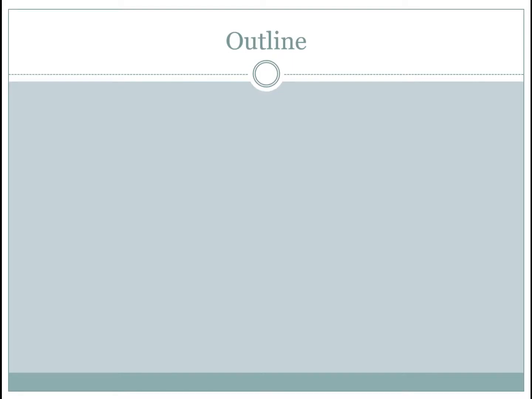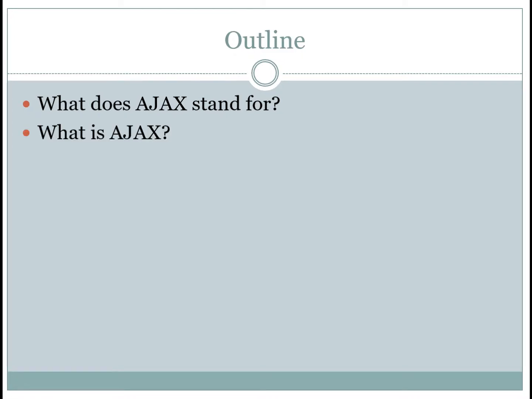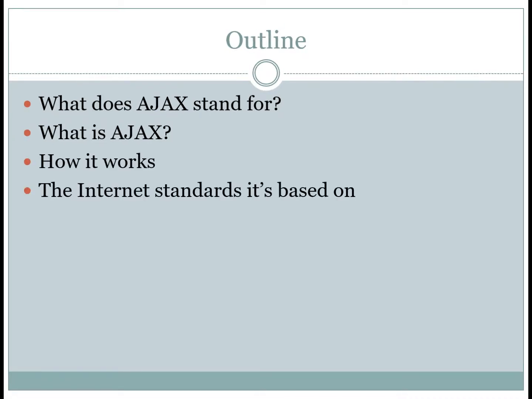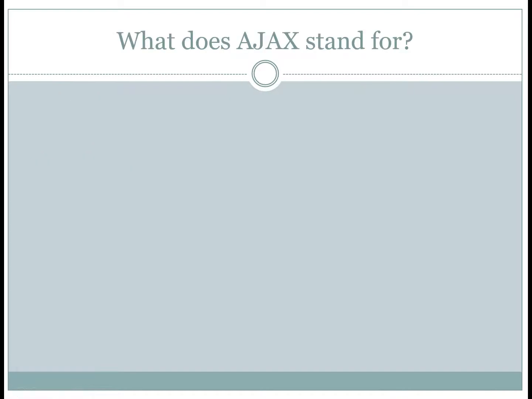Now we will see the outline. I will explain it in this session. First, what does AJAX stand for? Next, what is AJAX? Next, how it works. Next, the internet standards it's based on. And next, advantages and disadvantages of AJAX. And uses for AJAX. And conclusion or summary. And the last point is references.